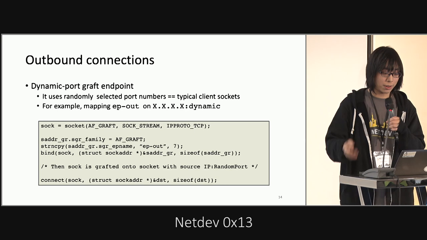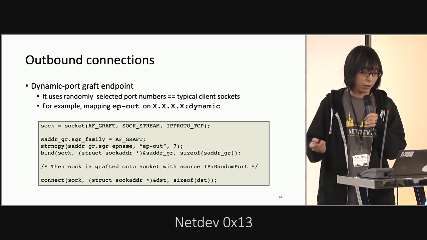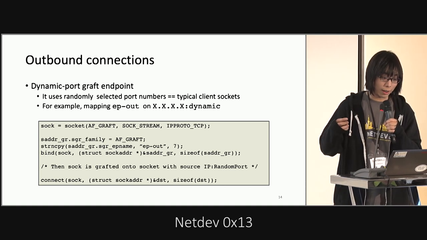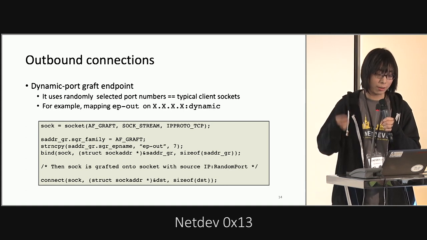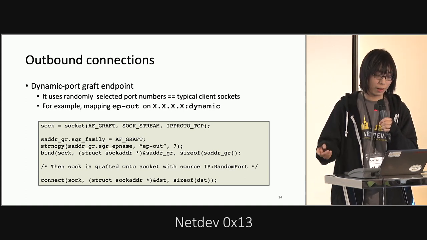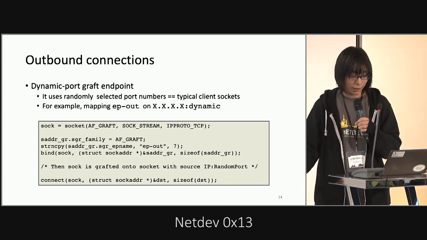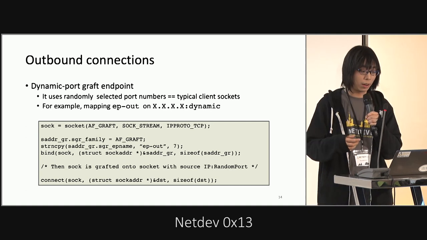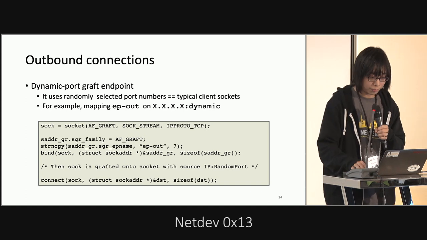So AF_GRAFT supports dynamic port use. You can create the AF_GRAFT socket using AF_GRAFT, SOCK_STREAM, IPPROTO_TCP for the client socket, then call bind to the graft endpoint, and you can call connect on this socket. Then you can use the AF_GRAFT socket as a usual TCP client socket.